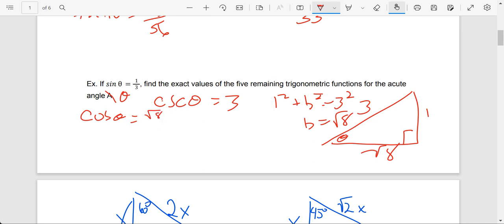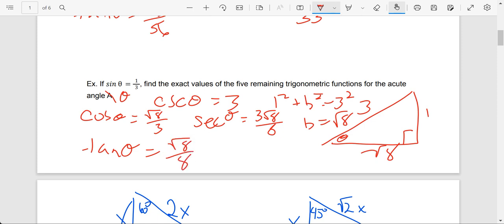So we get root 8 over 3 for cosine theta, which means secant is equal to 3 over root 8, but we need to rationalize, so it'll be 3 root 8 over 8. Tangent is opposite over adjacent, so that'll be 1 over root 8. Once again, rationalize, please. Cotangent theta, flip it. You just get root 8.